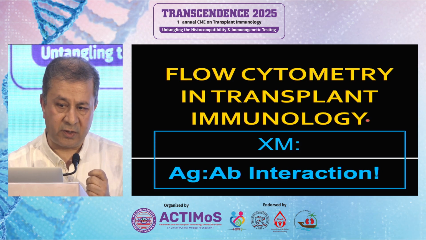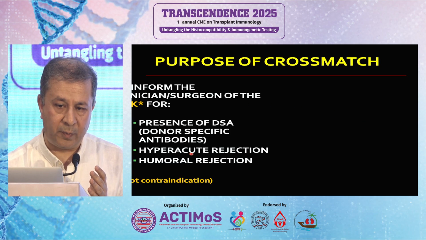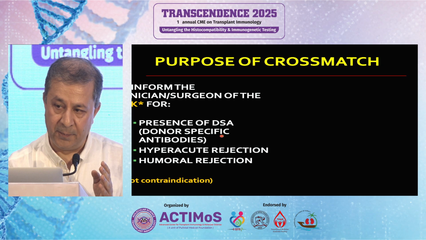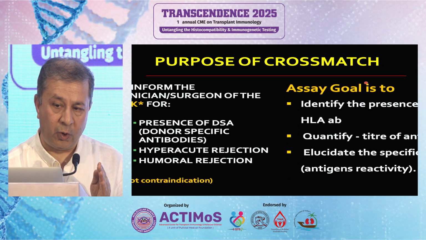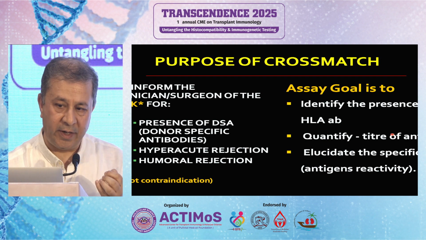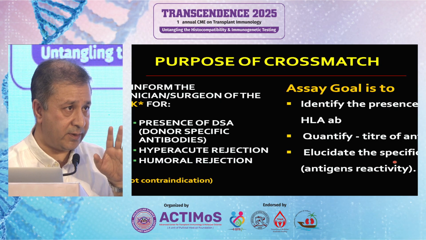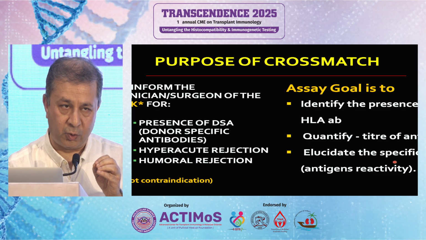And the purpose of this cross-match is pretty simple. You're only trying to identify the presence of a donor-specific antibody in an individual. The assay goal is pretty simple. You want to identify the antibody, you want to quantify it or make sure that you're getting an adequate possibility of looking at titer, and if possible, you can also look at the antigen specificity. All three things are something which you would want to do.